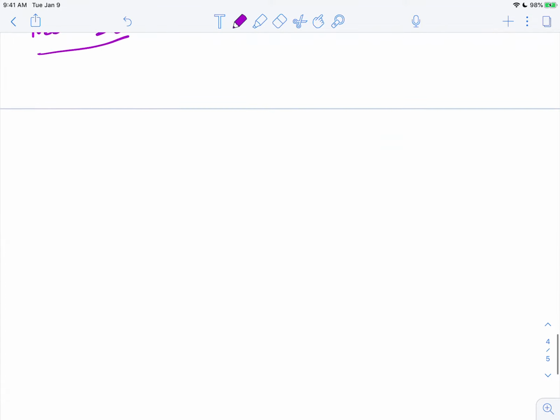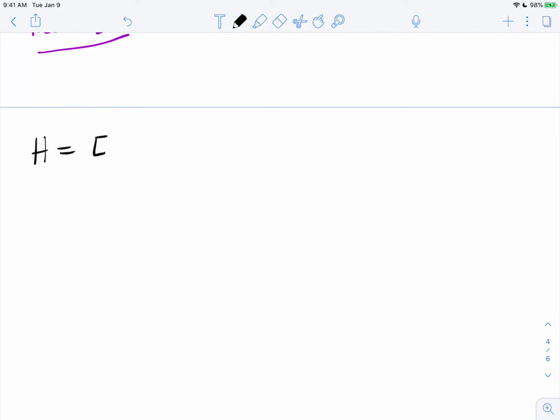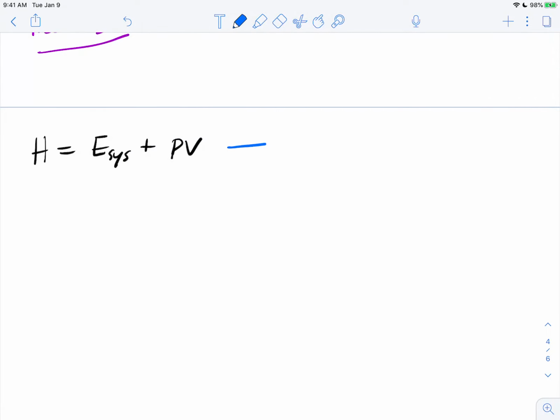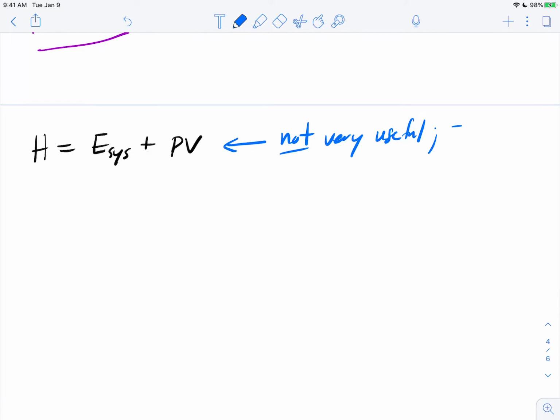So that's the first part. So enthalpy, I'm going to define enthalpy as such: H equals the internal energy of our system plus PV. Now this is not a very useful way, so let's actually write that. Not very useful, mainly because E system, we don't know what it equals. It's very hard to determine that for the reasons mentioned above.